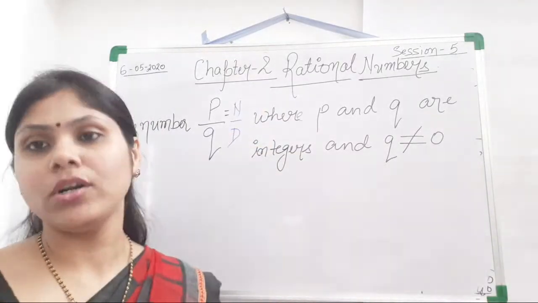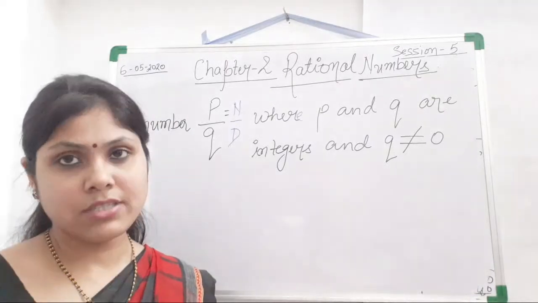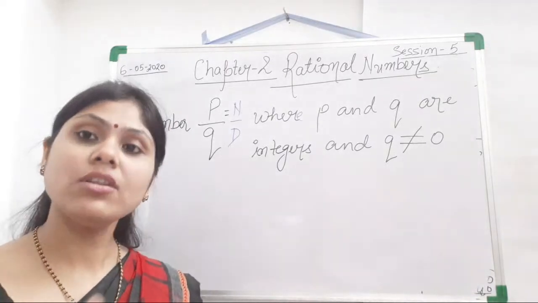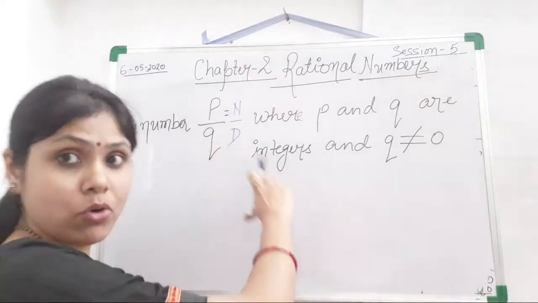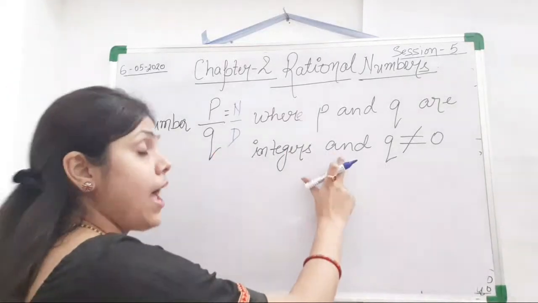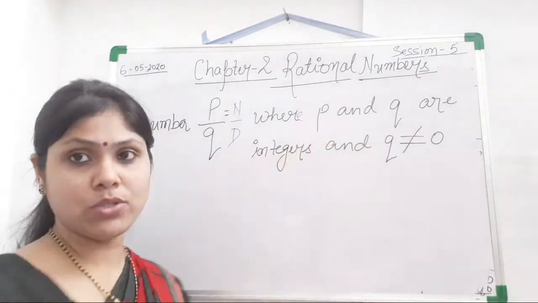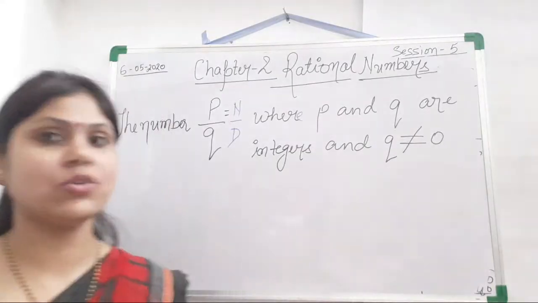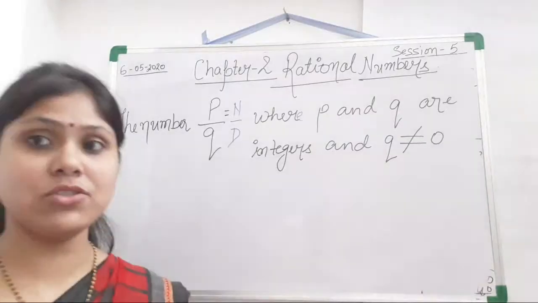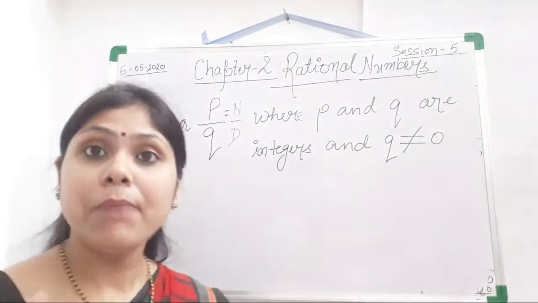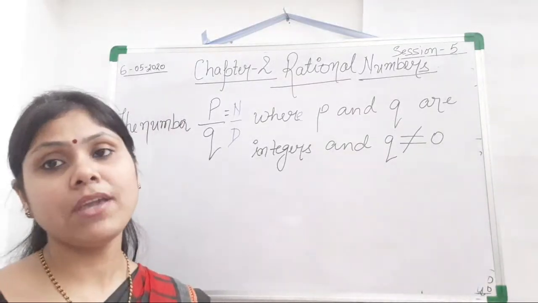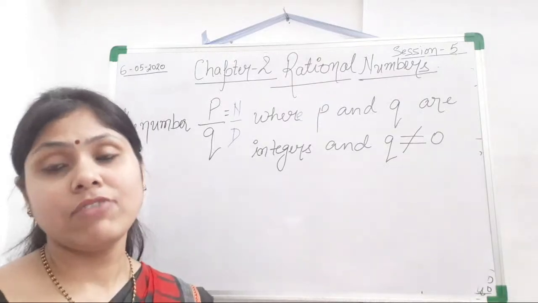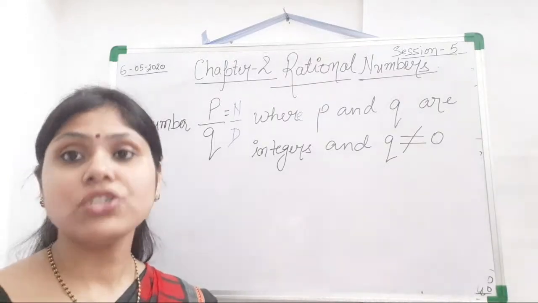And you know what an integer is? That is positive numbers, negative numbers or 0. But one more condition is there: Q should not equal 0. Here the denominator should not equal 0. P can be 0, meaning the numerator can be 0, but the denominator should not be equal to 0. That will be called a rational number.